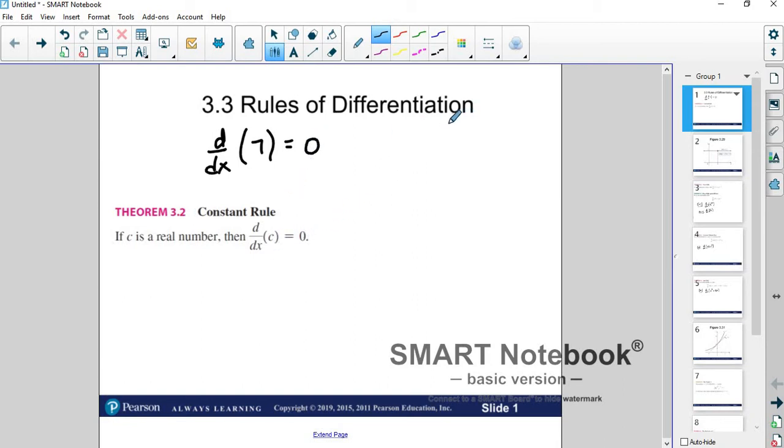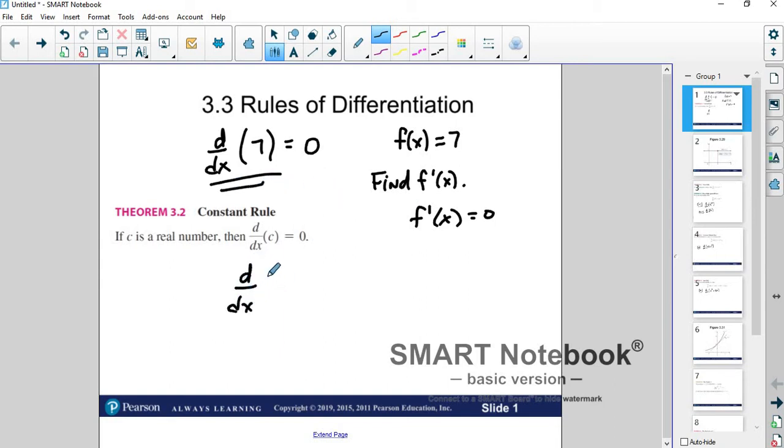Remember, differentiation, derivatives mean change. If it's a constant, it's not changing at all, right? And so the derivative of 7 is 0. A second way to write that would be if f of x is equal to 7, find f prime. And then f prime of x would be 0. So this is just kind of a shorthand notation. Another way to think about it is if you did the derivative with respect to x of a function f of x, you would get f prime.